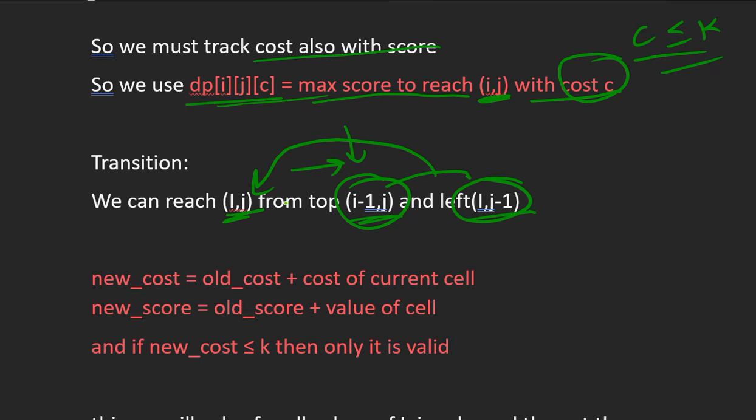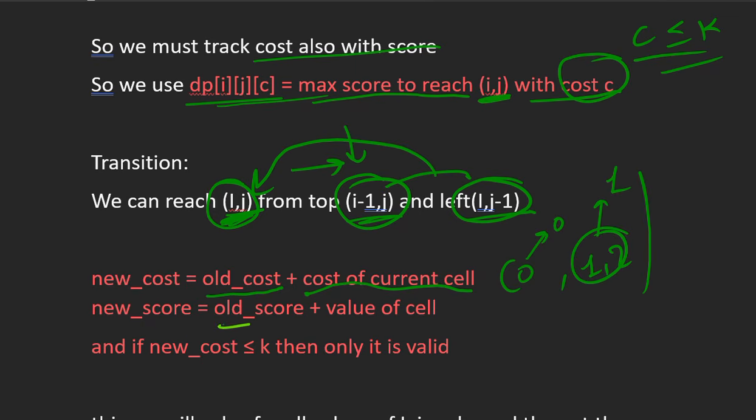So basically, what we do is, we will find the new cost and new score at I comma j. The new cost will be the old cost, the cost present at the previous cell from which we are coming to the current cell, plus the cost of the current cell. The cost of the current cell depends on the value. If 0 is there, then the cost will be 0. Else, if 1 or 2 is there, then the cost will be 1. Similarly, we will find the new score.